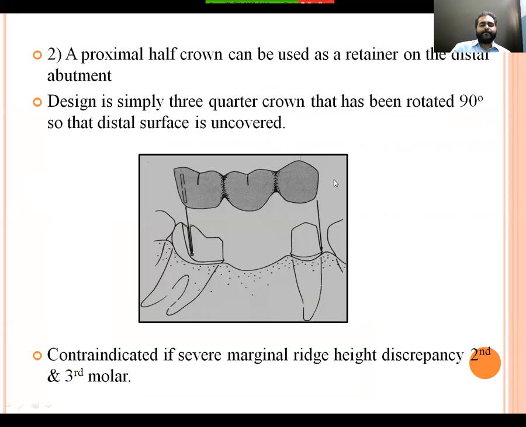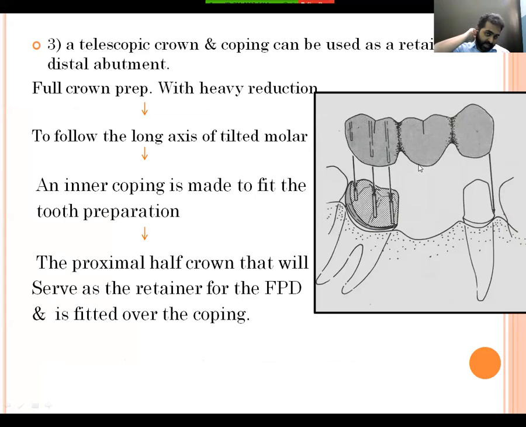Now we can have proximal crowns, or we can use the placement of proximal crowns only on the tilted abutment, which will give us the proper parallelism for the prepared tooth, and it conserves the tooth structure also. But it has a tendency to get secondary caries after the cementation of the crown or the prosthesis. Three-quarter crowns can be placed if the rotation is 90 degrees.